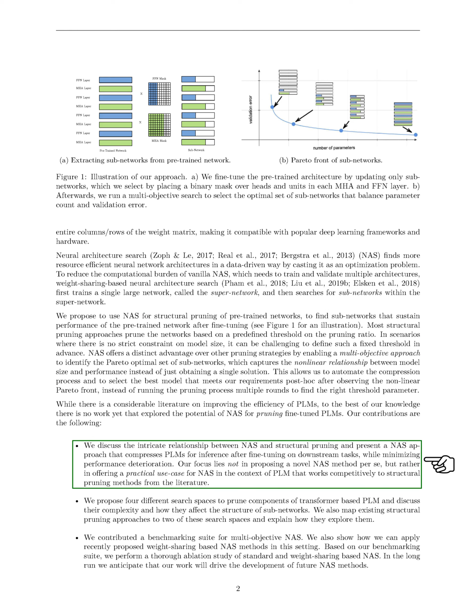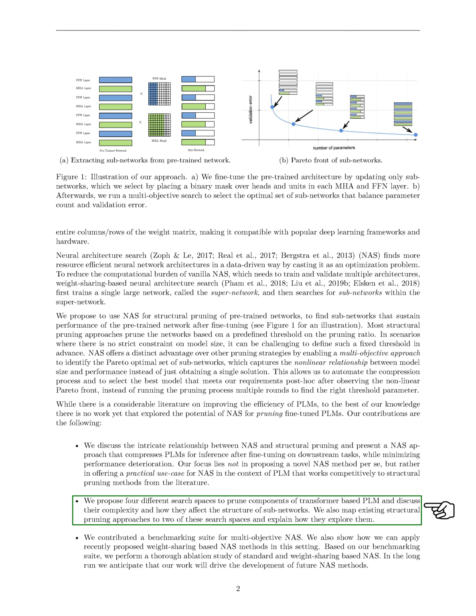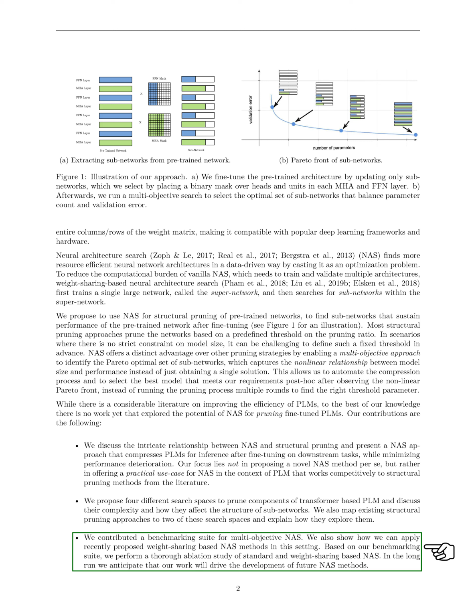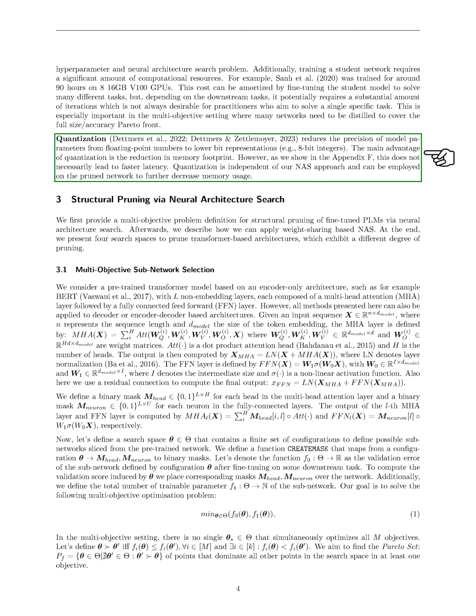Our work focuses on the synergy between NAS and structural pruning for compressing PLMs post-fine-tuning. We introduce different search spaces for pruning transformer-based PLMs and compare them with existing pruning methods. Additionally, we provide a benchmarking suite for multi-objective NAS and conduct a thorough study on standard and weight-sharing-based NAS methods. By leveraging NAS for pruning fine-tuned PLMs, we aim to drive the development of more efficient neural network architectures in the future. Our approach offers a practical use case for NAS in the context of PLMs and demonstrates competitive performance compared to existing structural pruning methods.